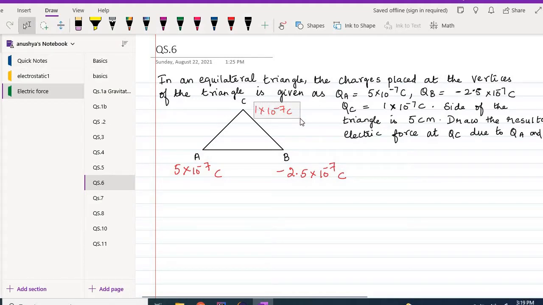Now we have to find what is the force experienced by this charge C. And the side is 5 centimeter. All the sides are 5 centimeter.